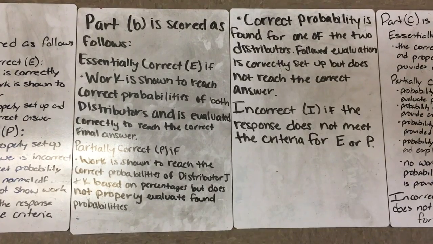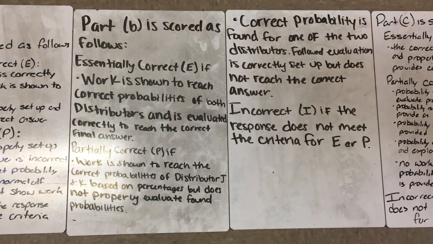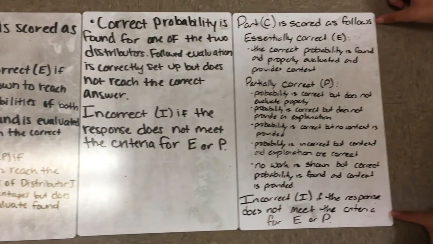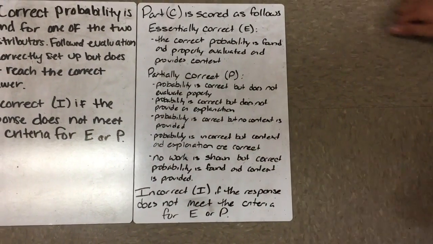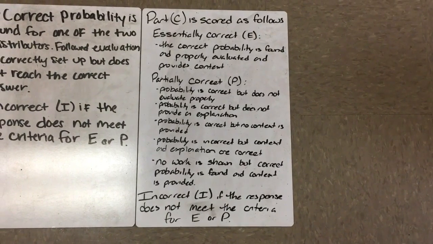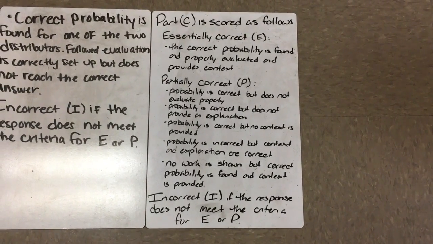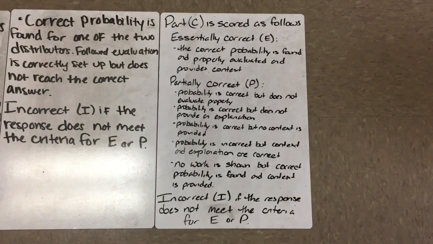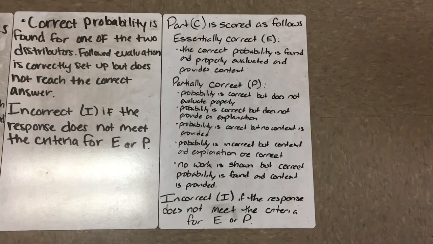Part C is scored as follows. Essentially correct: the correct probability is found and properly evaluated and provides context. Partially correct: probability is correct but does not evaluate properly. Probability is correct but does not provide an explanation. Probability is correct but no context is provided. Probability is incorrect but context and explanation are correct. No work is shown but correct probability is found and context is provided. Incorrect if the response does not meet the criteria for E or P.